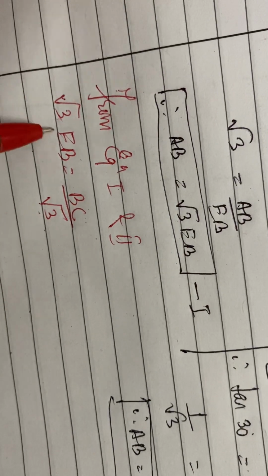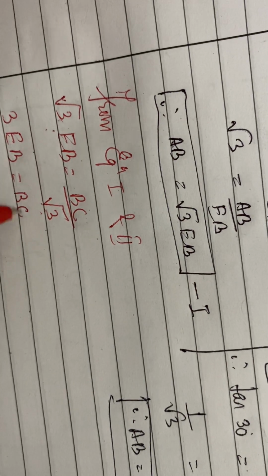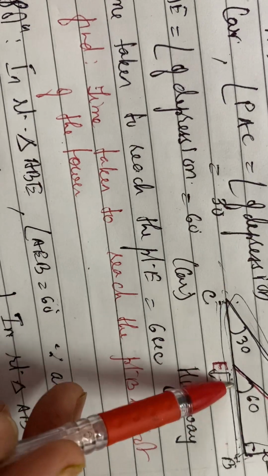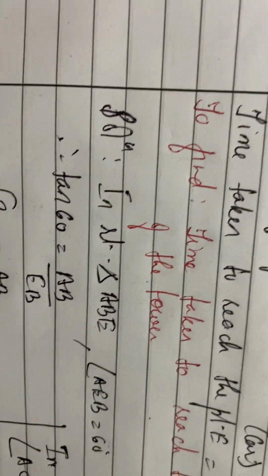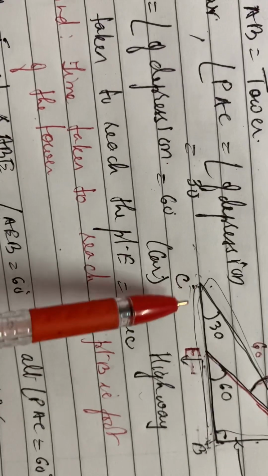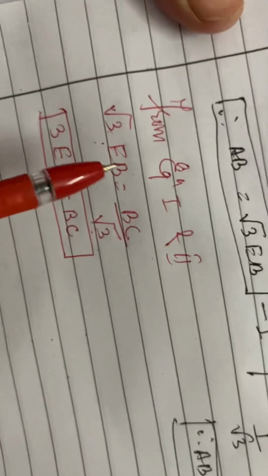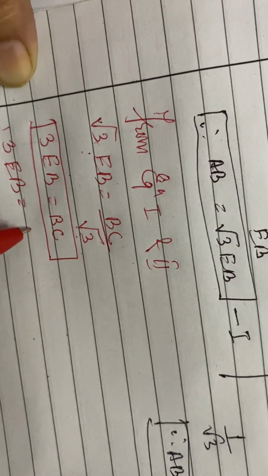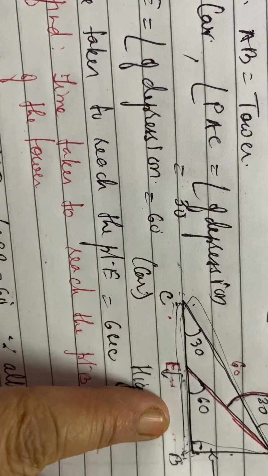Okay, let us cross multiply. √3 into √3 becomes 3. Thrice EB is your distance BC. BC, if you have a look, is made up of BE plus CE. So we put it here. Therefore, thrice EB is equal to CE plus BE, by the segment addition property.